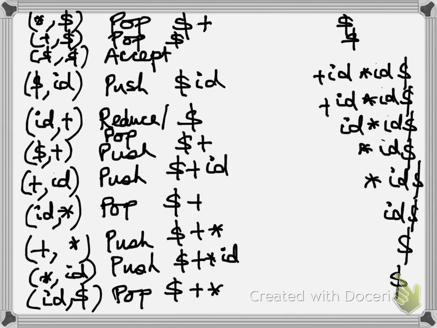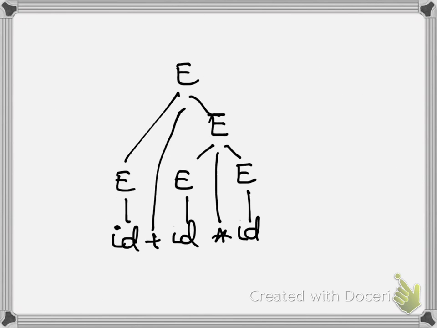So this is how the parsing takes place in operator precedence parsing. You can say that in this way, bottom up, from the bottom we have moved up till we get the start symbol. So this is your operator precedence parsing.